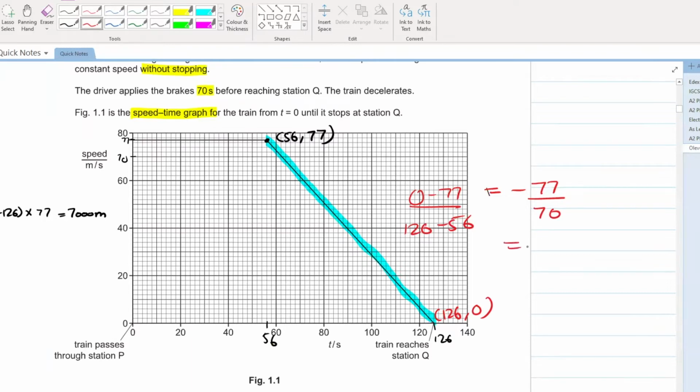Your deceleration comes out to be what? Negative 1.1 m/s^2.